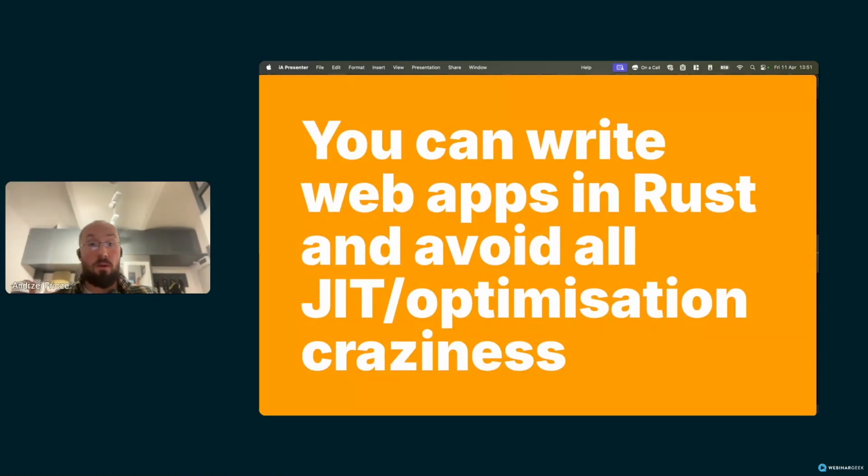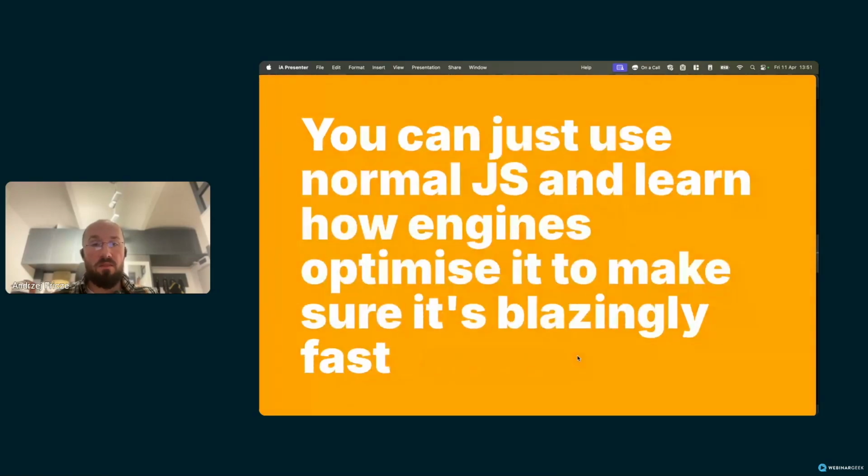You can write web apps in Rust and avoid just-in-time compilation, just compile to WebAssembly. And I think for most cases, you might even find performance to be enough. And I actually invite you to do it: you can just write JavaScript and learn about those engines, learn how the optimizations work.